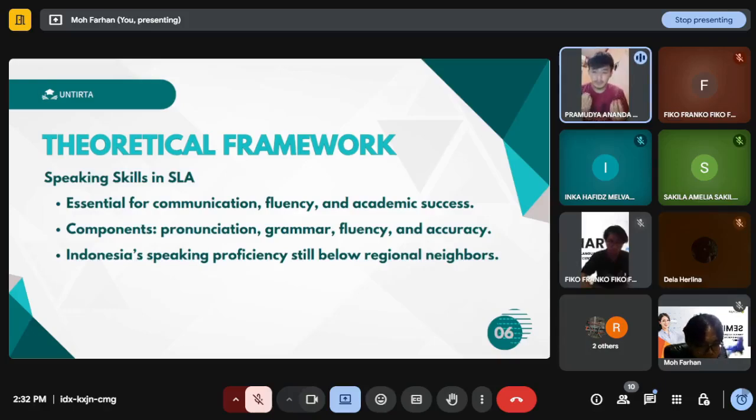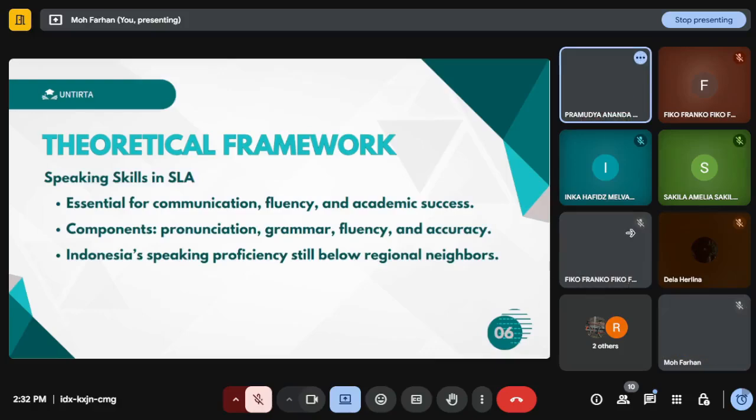Many learners prioritize verbal fluency as more important than reading or writing skills when it comes to communicating, by Nazara 2016. Okay, after that, next slide please.